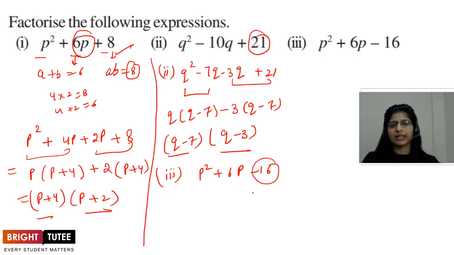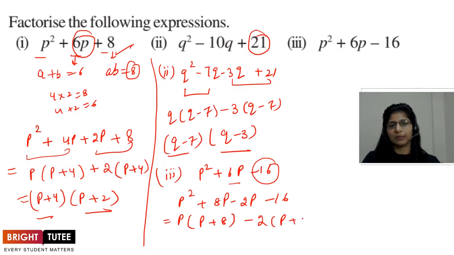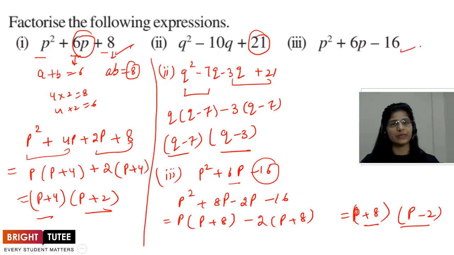So I want the product as minus 16 and the sum as 6. So 8 2s are 16 and 8 and 2 can give me the sum as 6. How? p square plus 8p minus 2p, because when I multiply 8 and minus 2, I get minus 16. So p is common, p plus 8, minus 2 is common, p plus 8. Of the complete, p plus 8 is common, and then we are left with p minus 2. So p plus 8 and p minus 2, these are the two factors for this given expression.